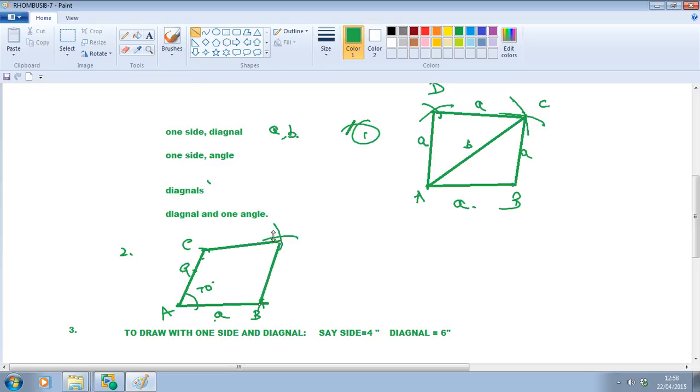We got A, so it will come like this. Okay. Yeah. What is the length? C is also equal to A. This is also equal to.